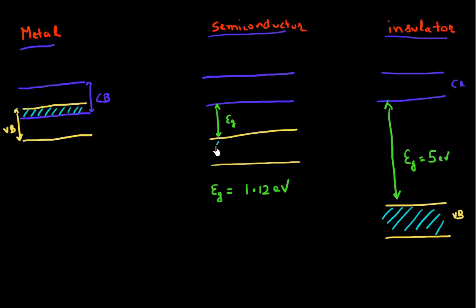In the case of your semiconductor, also most of your electrons are located in your valence band, but this band gap is small enough such that at room temperature, or at reasonable temperature, a few of these electrons can gain enough energy to go from the valence band into the conduction band, where they become free electrons. So most of your electrons are located in your valence band, but you also have a few electrons in your conduction band.